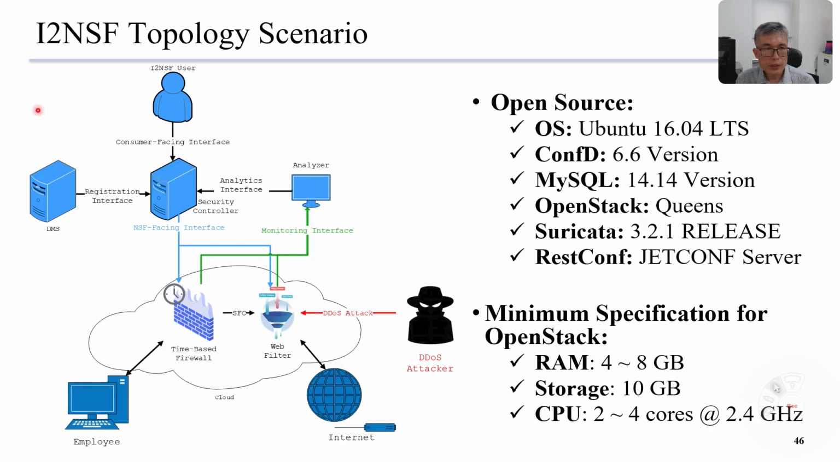And this shows the I2NSF topology. Okay, so this is the I2NSF user, this is the security controller, this is DMS, and this is the I2NSF analyzer. We have two security functions, a time-based firewall and a web filter. And this is the DDoS attacker. This is the open source for our system environment, and this is the minimum specification for OpenStack.